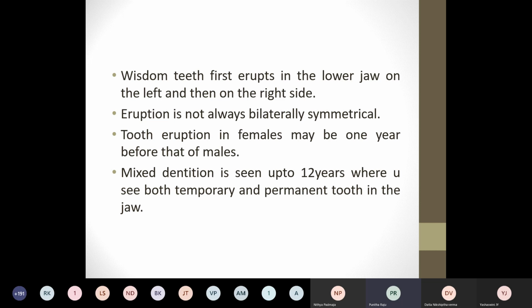And you see mixed dentition. Mixed dentition is nothing but where you have both temporary and permanent teeth in the jaw. This is seen up to 12 years. Normally the temporary teeth will fall and at that site the permanent teeth will erupt. This happens up to the age of 12 years. After 12 years, you see only the permanent teeth present in the jaw. If you have any doubts, you can just message me, okay?